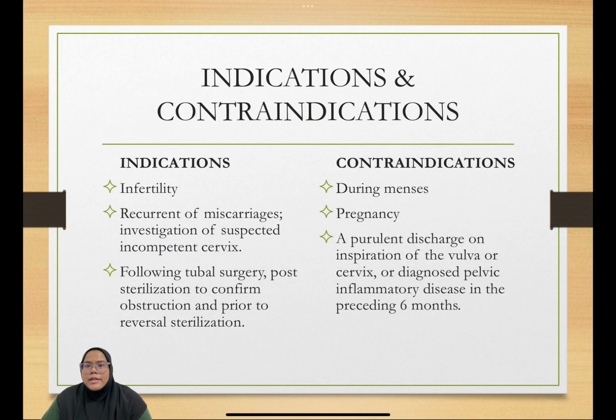This is the indications and contraindications of doing this procedure. For indication, we do this HSG procedure for infertility, recurrent miscarriages, to investigate suspected incompetent cervix, and following tubal surgery, which is post-sterilization to confirm obstruction and prior to reversal of sterilization.